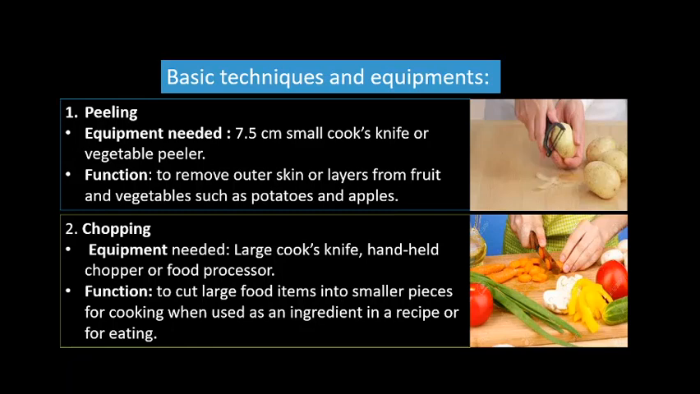Moving on, the second one is chopping. Chopping is cutting large food items into smaller pieces for cooking, when used as an ingredient in a recipe or even for eating, right? For example, you need a large knife or a handheld chopper or even a food processor to chop the food. As you can see in the picture, a person is chopping carrots, right? In the case of carrots, obviously, first of all, you need to peel off the skin and then chop it into smaller pieces to use it in a recipe or even to eat it raw, right?